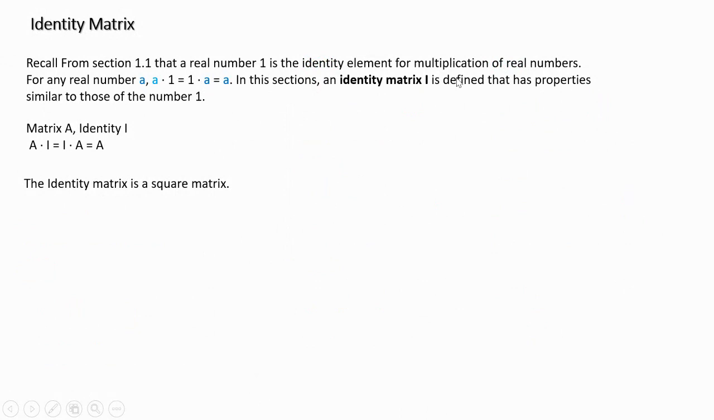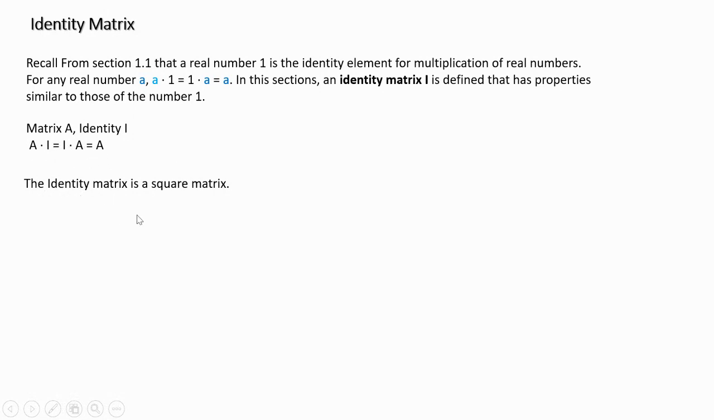Now in this section, an identity matrix, like an identity element, is going to be I, which stands for identity. So for example, matrix A, if we multiply by the identity, it's going to be the matrix A. A times the identity equals identity times A equals A.